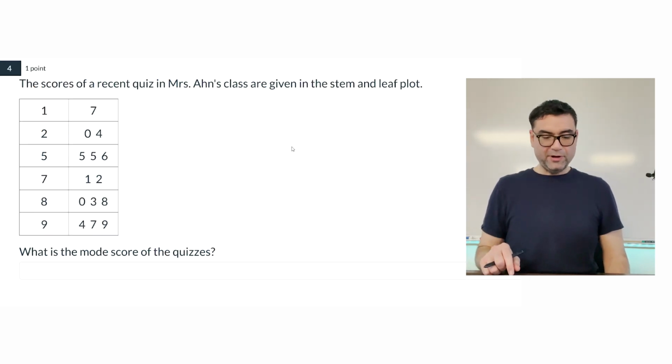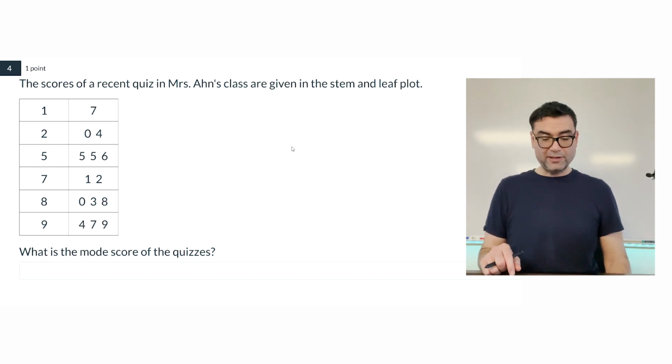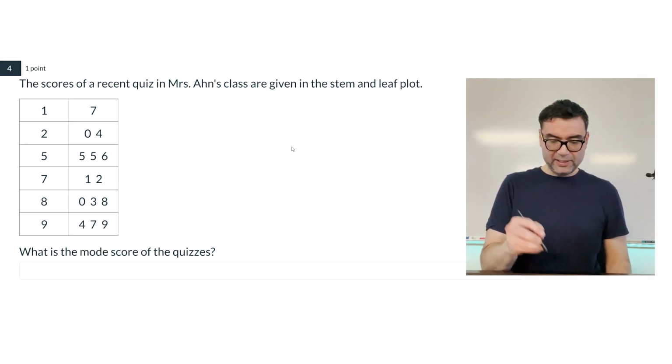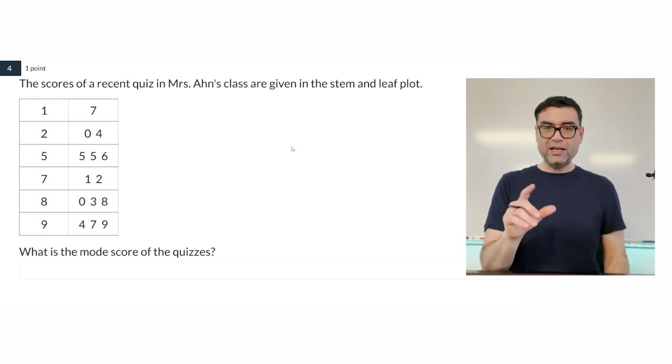All right, number 4. The scores of a recent quiz on Mrs. On's class are given in the stem and leaf plot. So this table looks really weird because on the left we have 1, 2, 5, 7, 8, 9. And on the right we have all these extra digits. So what a stem and leaf plot does is it's another way to summarize data. Instead of writing out every single data value, it summarizes it.